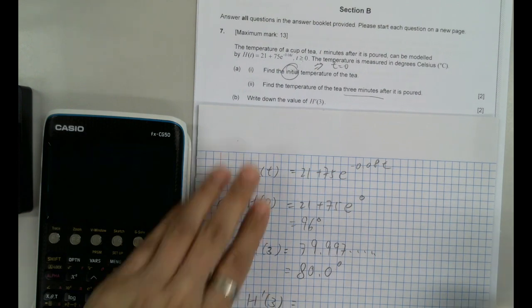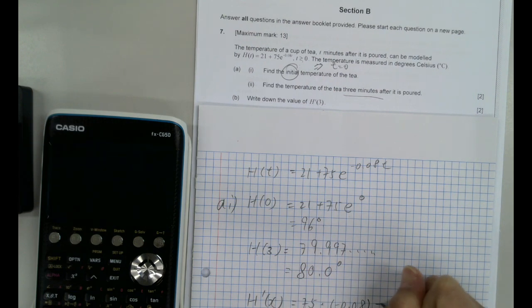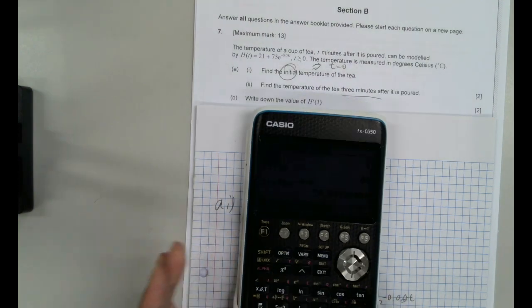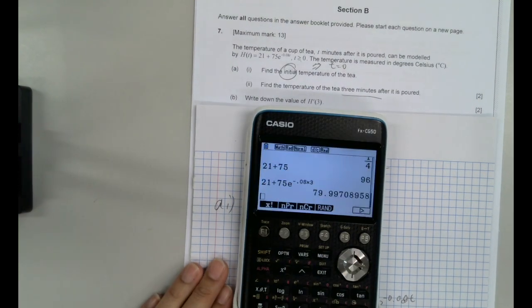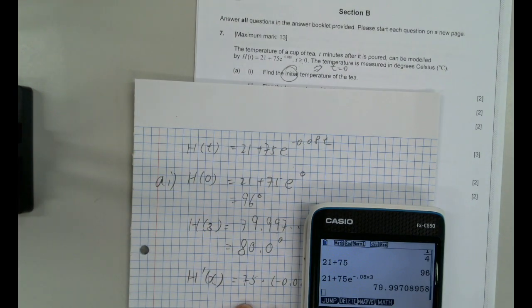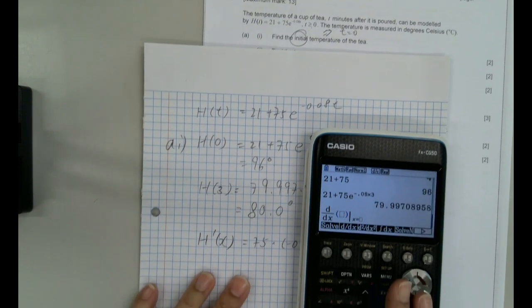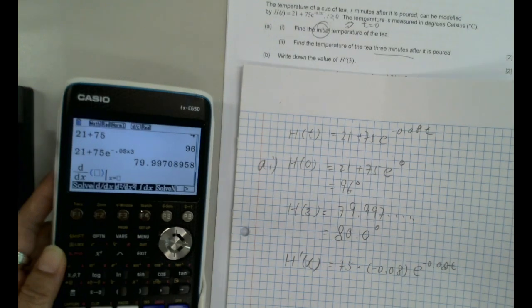We can differentiate first. So we will have 21 gone, and 75 times negative 0.08 e to the power negative 0.08t. Or you can actually use your calculator: go to the normal calculation, then option, calc, and the calculator will be able to give you the first differentiation there.